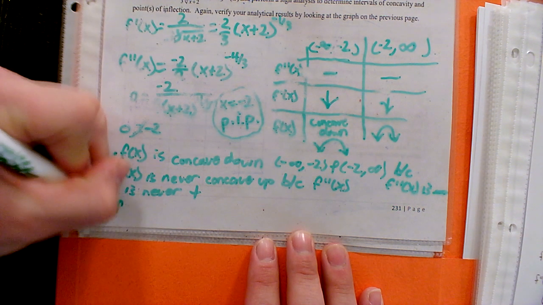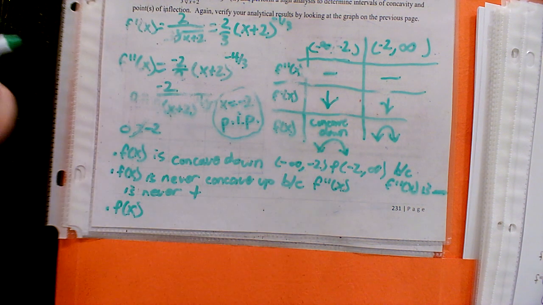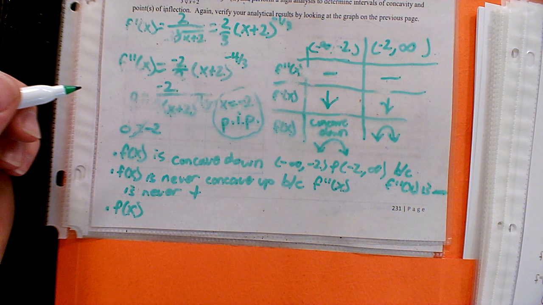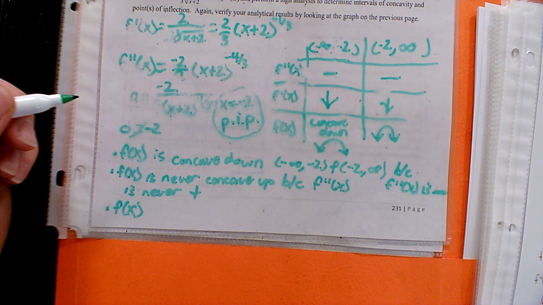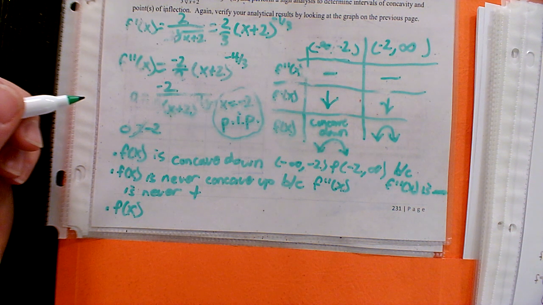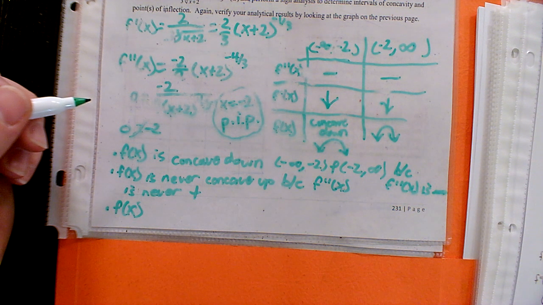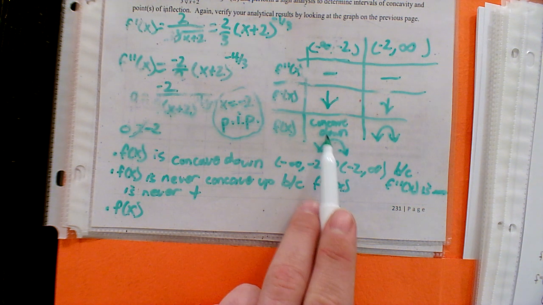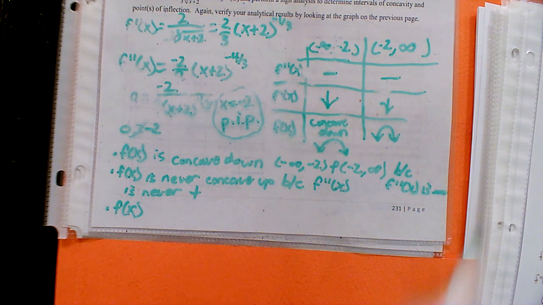One last thing we can conclude then. So we can conclude that f of x does or does not have an inflection point. It doesn't because it never changes from one side to the other side. It's positive, negative, negative. Exactly. So a point of inflection occurs where what changes? Yeah, concavity. Concave up to concave down or concave down to concave up. Do we change concavity? No, it stays concave down, concave down.